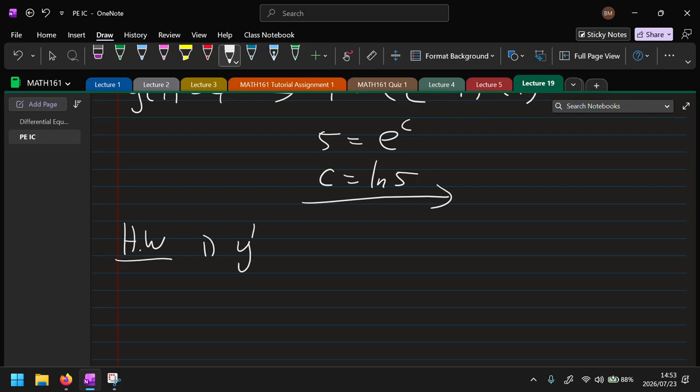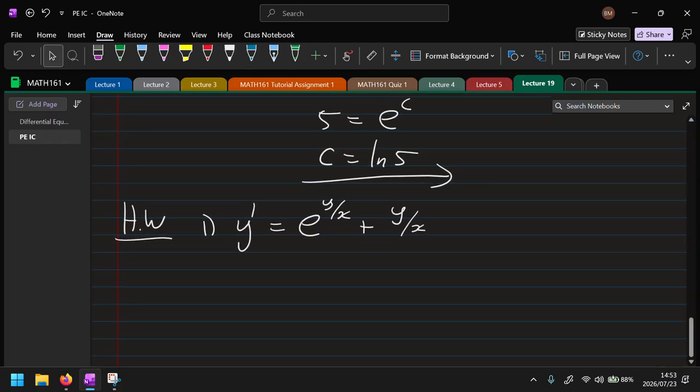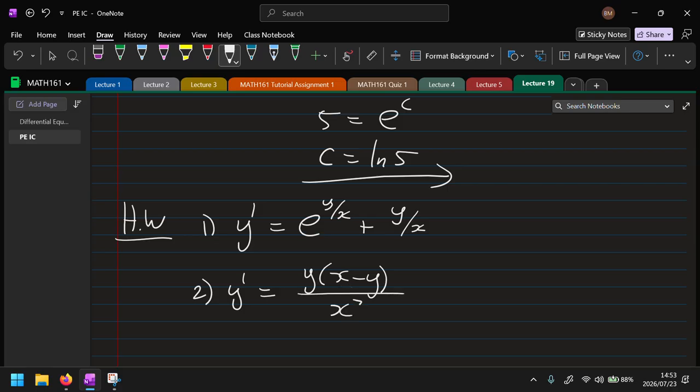So we have y prime is equal to e to the y over x plus y over x. Very simple. We can see right away y over x is going to be homogeneous. And number 2, we have y prime is equal to y x minus y over x squared. That will also be homogeneous, but you have a bit of algebra to do first. We need to try split that up a bit, and then we'll get our y over x. Those do not come with initial conditions, so you'll have some plus c for both.